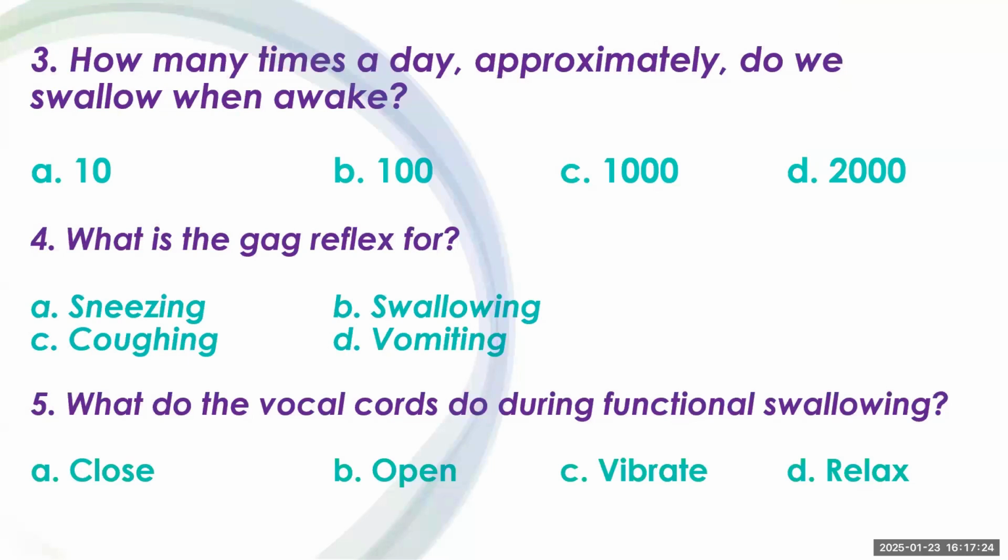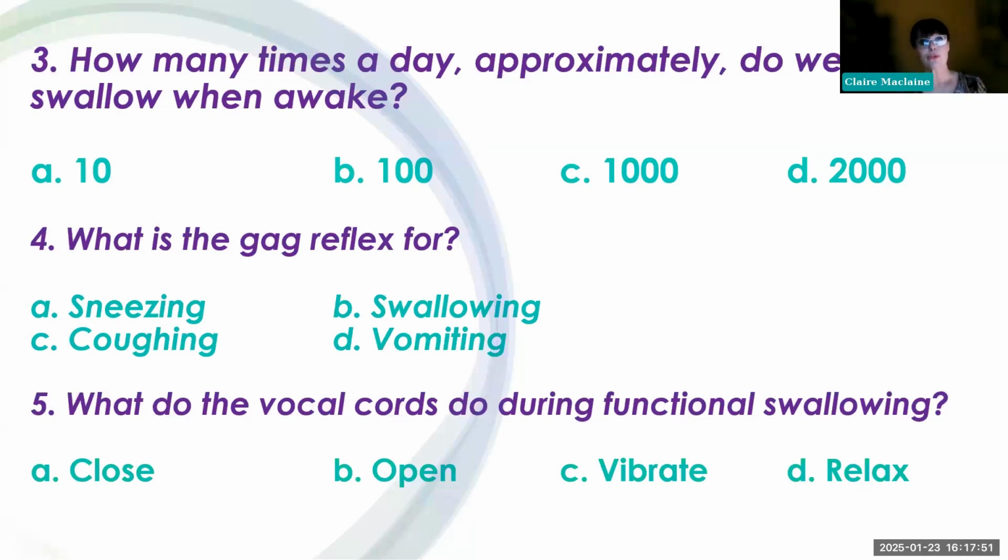And what do the vocal cords do during a functional swallow? A, close, B, open, C, vibrate, or D, relax. We've had one vibrate, and then the rest are saying A, close. Oh yes, so they do. During a functional swallow, the larynx goes up and forward and the vocal cords close. So that's another protective way to stop anything going down the wrong way. The only thing that should go through there is air. And if something goes through there that's not air, hopefully we have a functioning cough that coughs things back out.